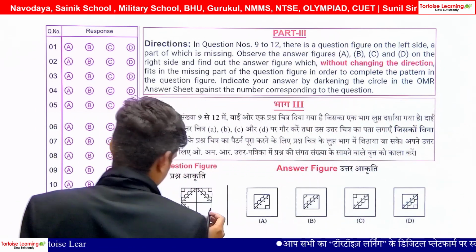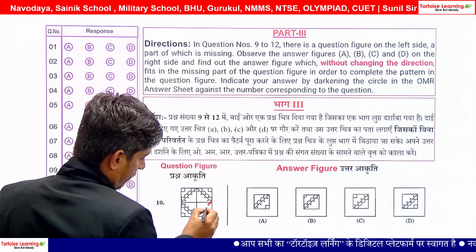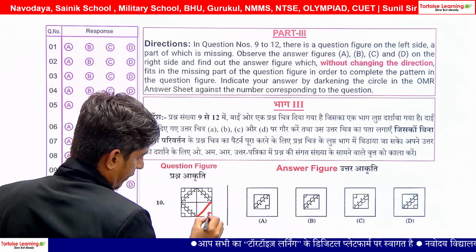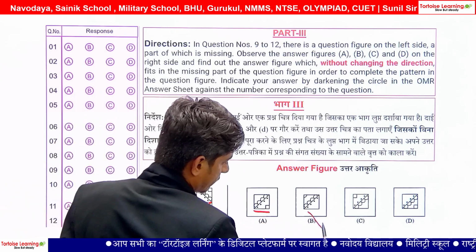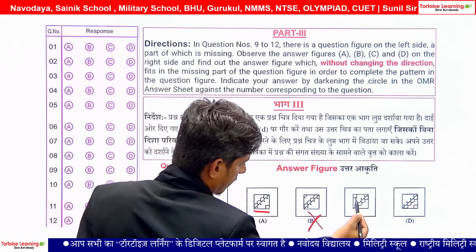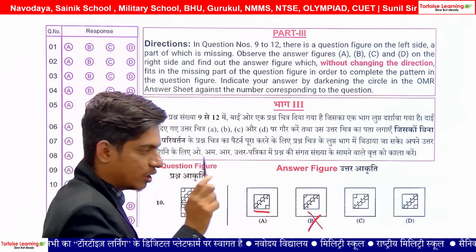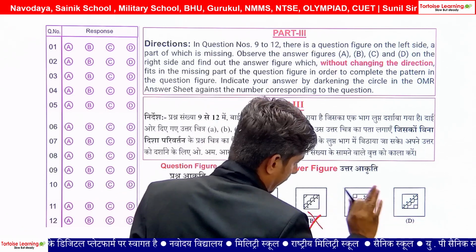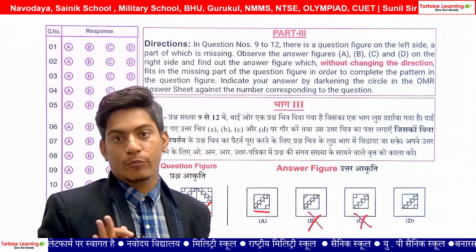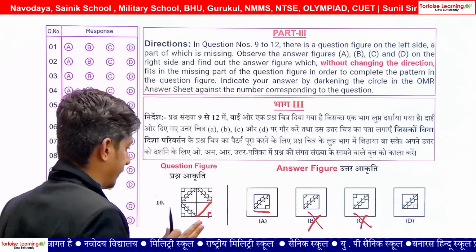Once again, I will try to make the figure 90 degrees. So try to see: this is 90 degrees given, 90 degrees not given, 90 degrees given, but this is another side, so no direction change. This is wrong. Now A and D can be my answer. I'm not sure 100% until now.